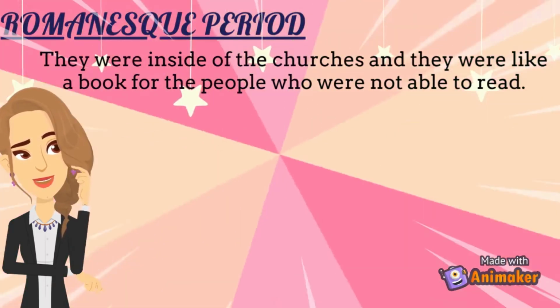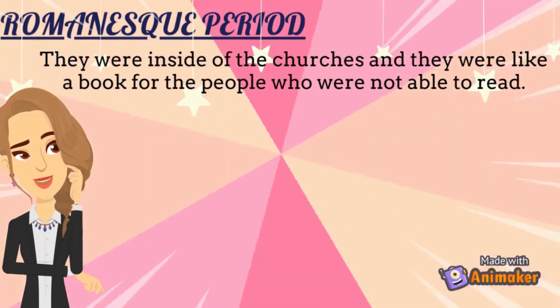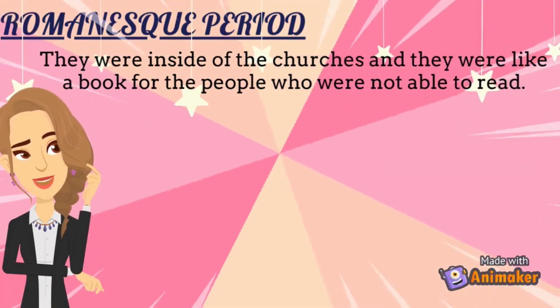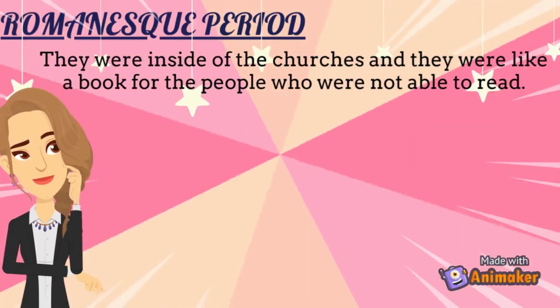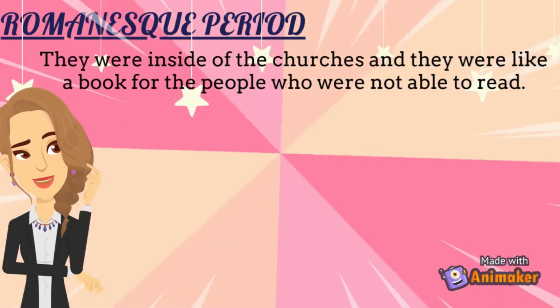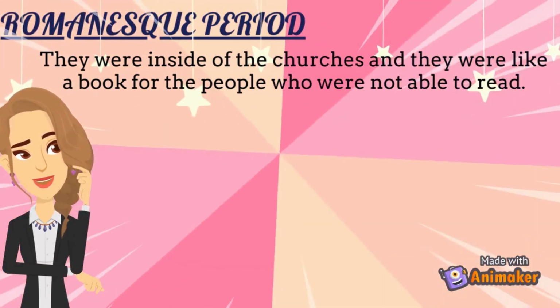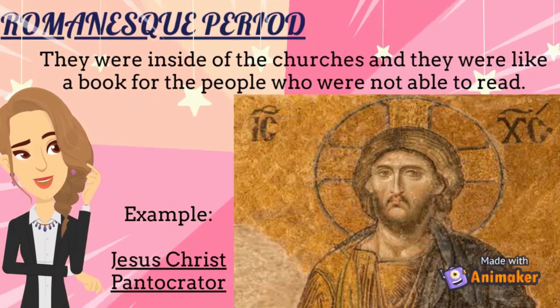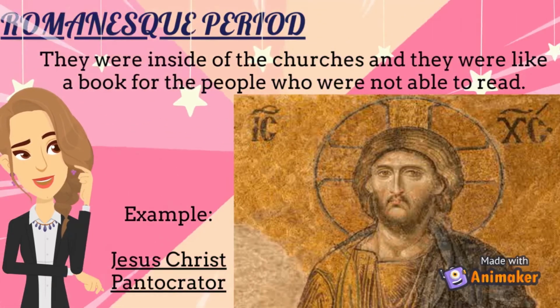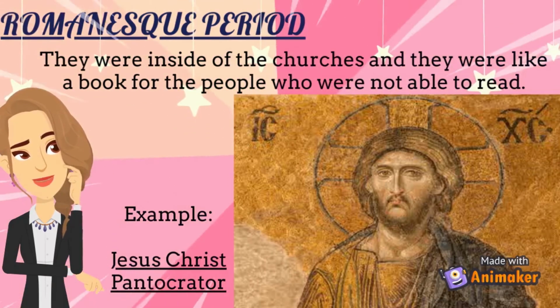Due to damage to murals over time, those remaining murals were transferred onto canvas. Some of the artists were Francis Bacavia and Pablo Picasso, who kept a poster of it in his studio. One of the examples of Romanesque art is the Jesus Christ Pantocrator from the Isis mosaic in Hagia Sophia in 1261.